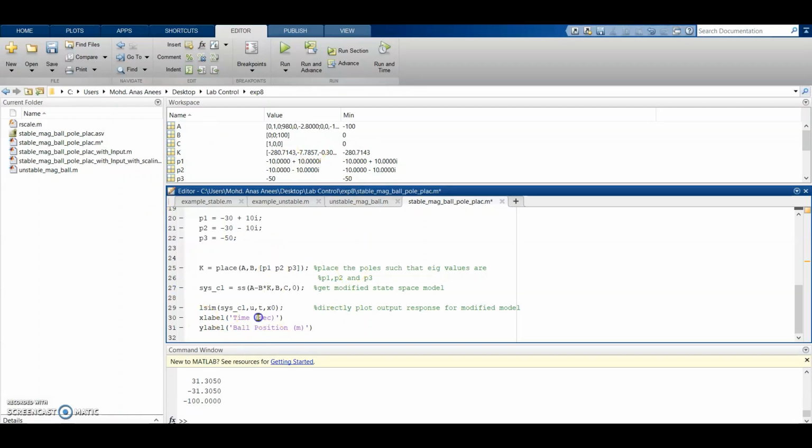And we will do the same thing, and we will use the command hold on. The hold on command will be used to save any previous plot, and the new plot will be drawn on the same plot so that we can compare the two plots. So I am using the hold on command and running again by changing the pole locations.